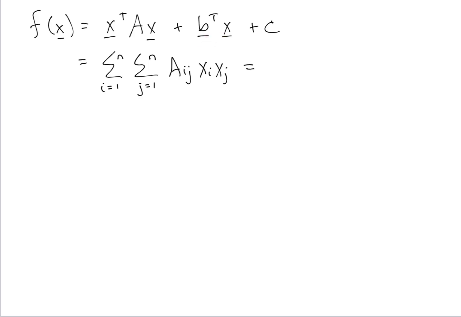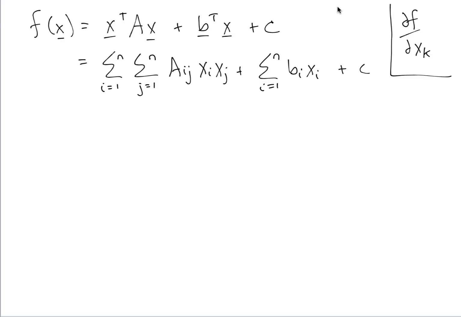B transpose x we recognize as a dot product. So that is the sum i equals 1 to n of b_i times x_i, and then we have plus c. Let's think about setting this up to take the partial derivative of f with respect to x_k.